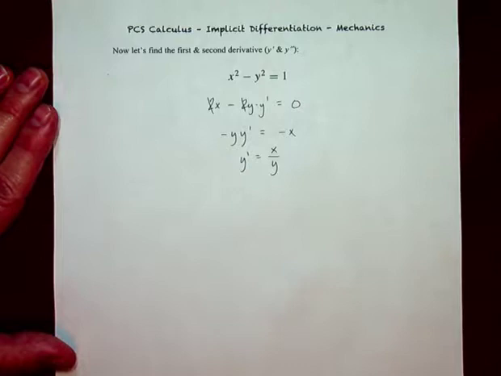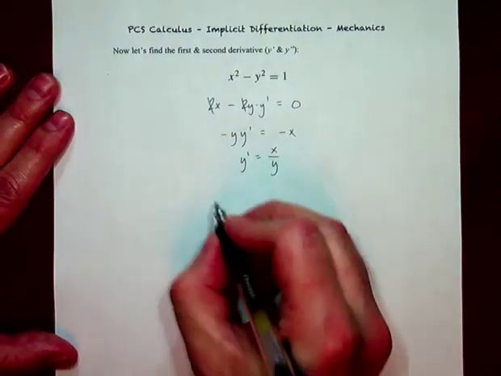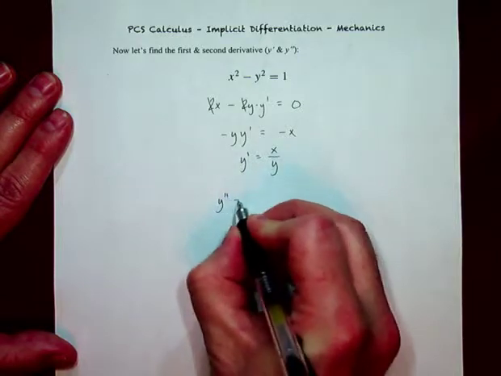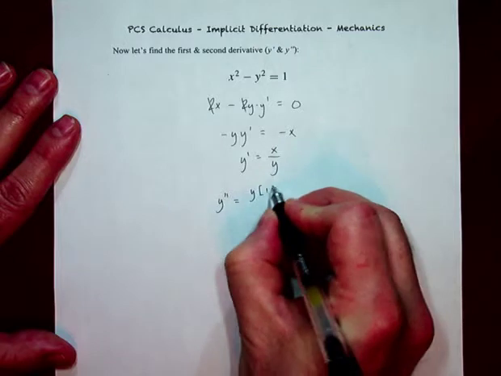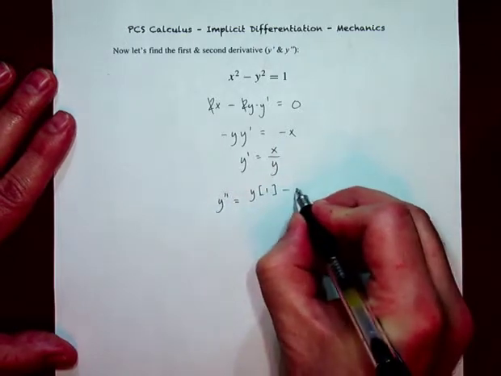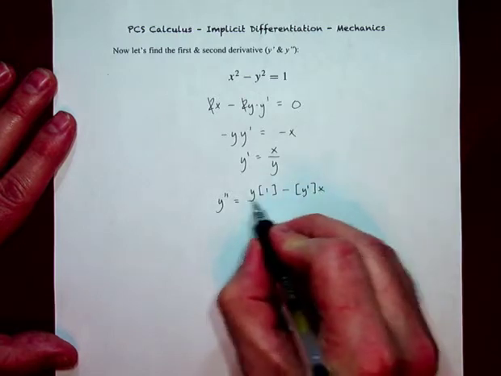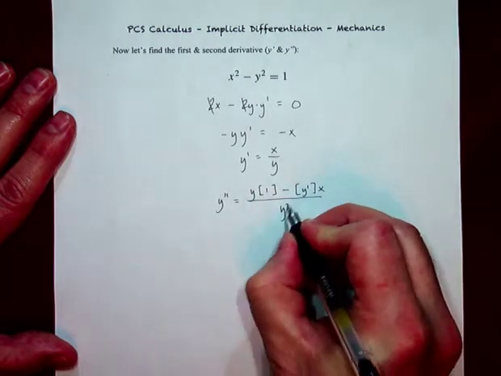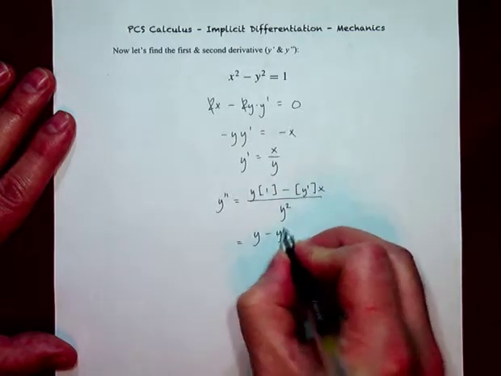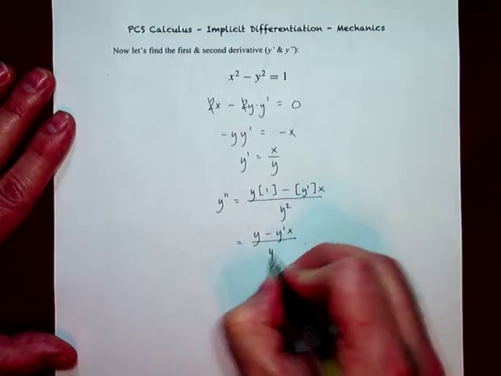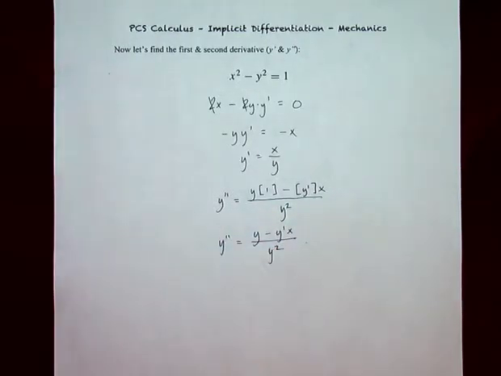Now I need to do it again. And obviously this is in the form of a quotient, so I have to use the quotient rule. So y double prime, we start with the denominator, times the derivative of the numerator, minus the derivative of the denominator, times the numerator, over the denominator squared. And you're like, well, that wasn't too hard. Yeah, but I have y prime stuck in here. And I really need it in terms of just x and y.